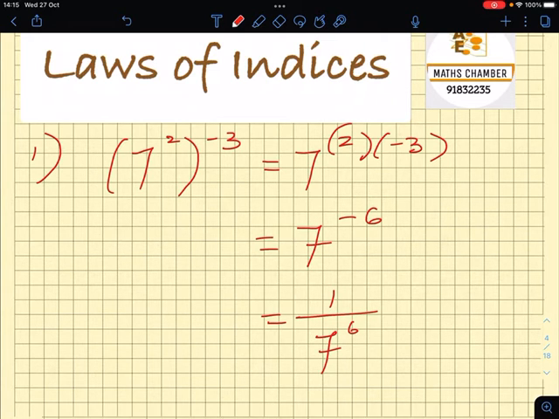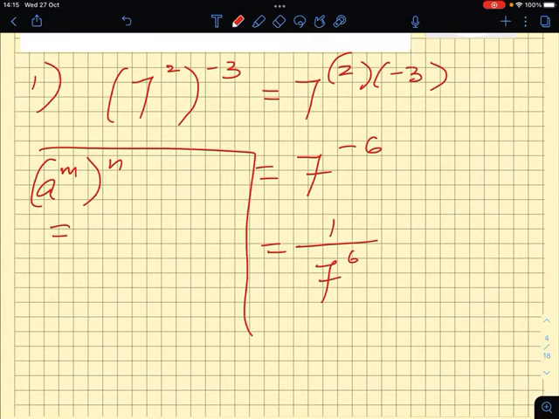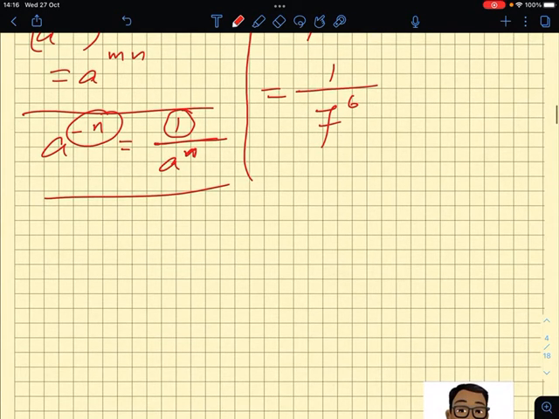Okay, what law did I apply? I applied a^m times a^n, which will give a^(m+n). That's one of the laws, and the other law is a to the power of negative n, which gives you 1 over a to the power of n. Always remember, it's always 1 over a to the power of the index, which becomes positive. Very simple. Okay, all right, let's go to the second one.